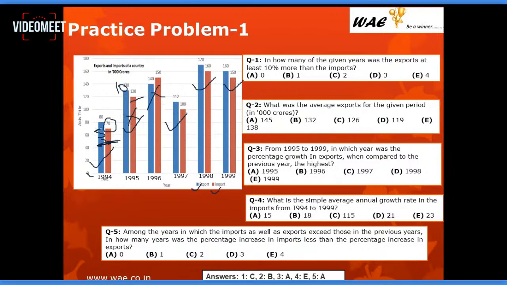We are writing S for the selected. Here the difference is 12 and 10% of 100 is 10. So 12 is more than 10, selected. For 170 and 160, the difference is 10. 10% of 160 is 16, not selected. For 160 and 150, the difference is 10 and 10% of 150 is 15. So it is not selected. We have only 2 selected. S was 2. So the answer is 2.